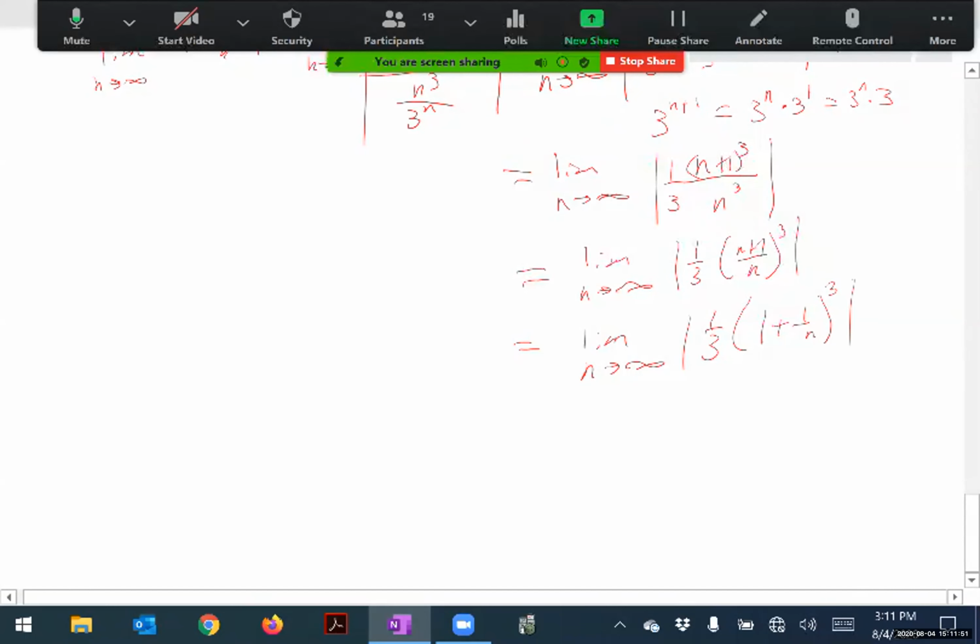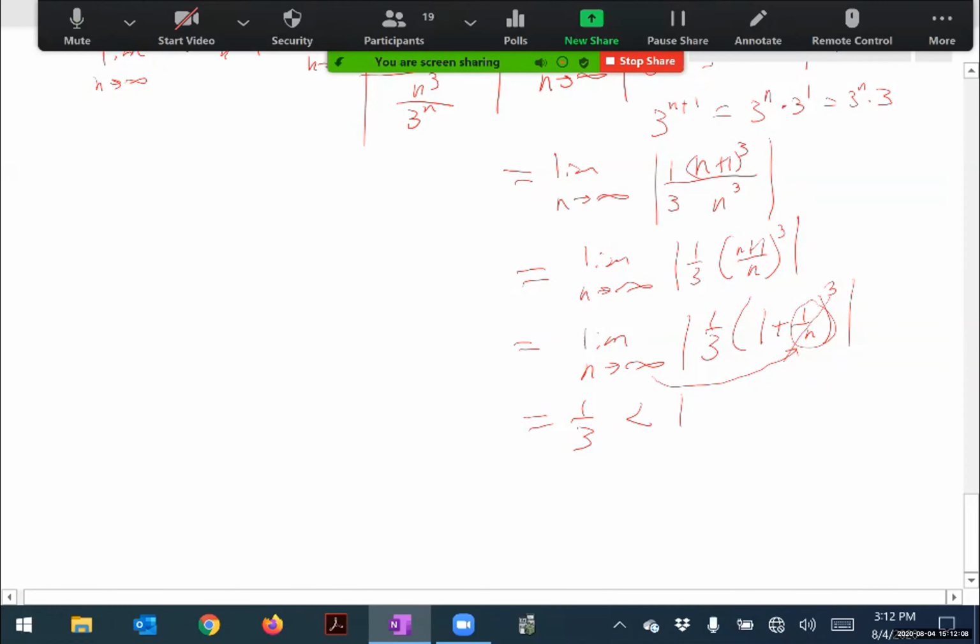Now let's plug in infinity. What do we get? Well, we just get 1 over infinity, which is 0. This thing goes to 0. 1 plus 0 is 1. 1 cubed is 1, and 1/3. So this thing is equal to 1/3, which is less than 1.